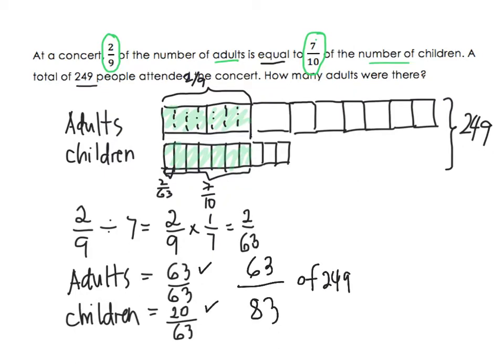And we can solve for that by multiplying the fractions. So we can now multiply 63 over 83 times 249. And if you notice, 249 and 83 can be cancelled, and you'll be left with 1 and 3. And if you do that, you will end up having a total of 189 adults.